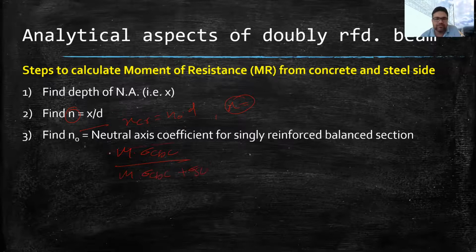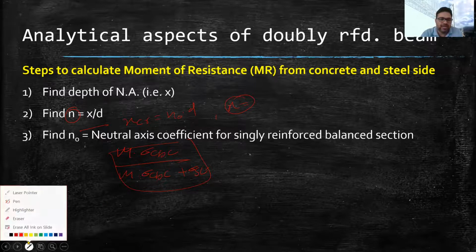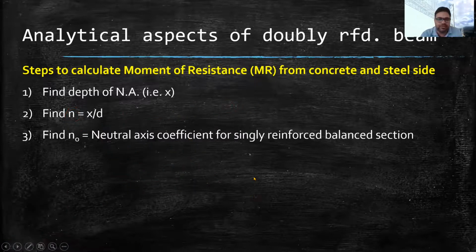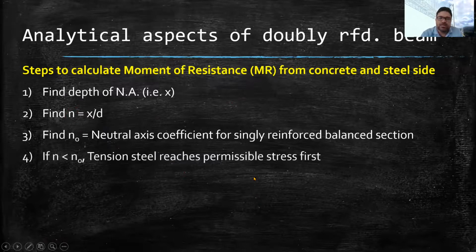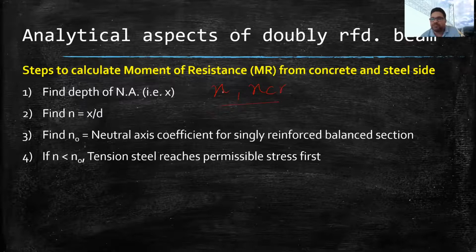So using this relation, we can find out n naught, and then we can compare them to find out whether the section is under reinforced, over reinforced, or a balanced section. So based on that, we use the moment of resistance formula. Or what we can do is we can find out the x value and the XCR value, and then we can compare them again. So if the value of x is more than XCR, then it is an over reinforced section. If the value of x is less than XCR, it is an under reinforced section.